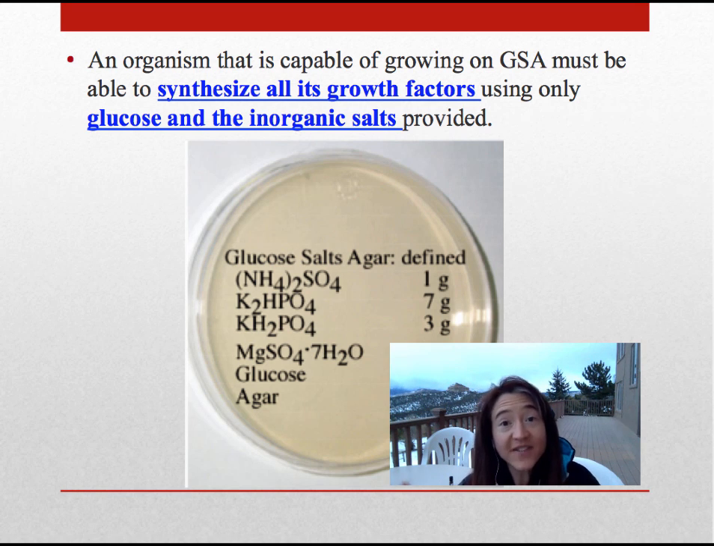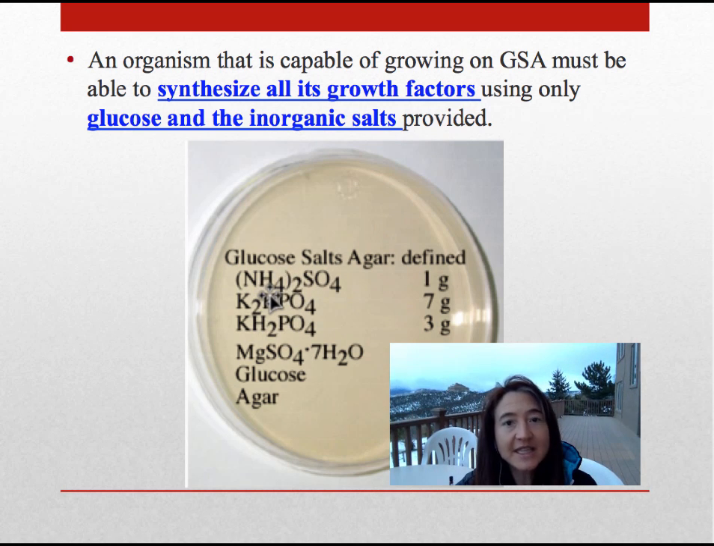So the defined medium is the bread and water diet that we're going to try for our organisms, and when we take our sample back to the Laramie lab, we're going to put it onto a GSA plate. GSA stands for glucose salt agar, meaning that in it is only glucose, that's the only organic, and then all of these inorganic salts. But notice how you can see where all of the major nutrients are coming from, such as the sulfur, the nitrogen, and the phosphorus.